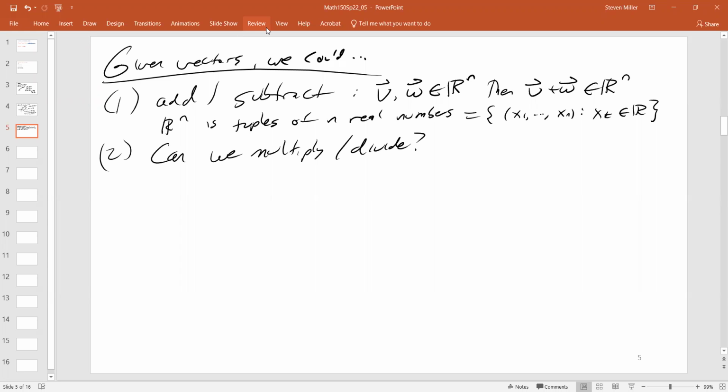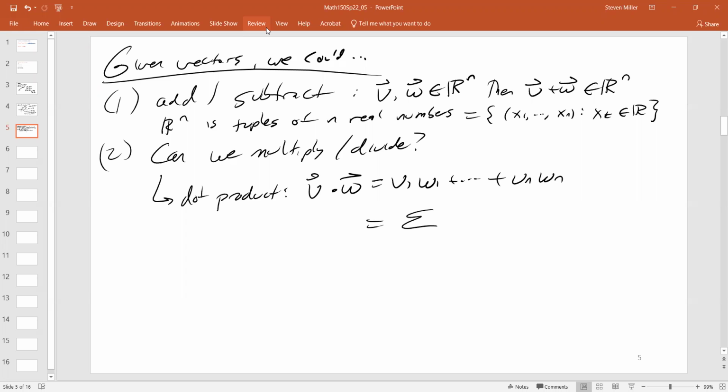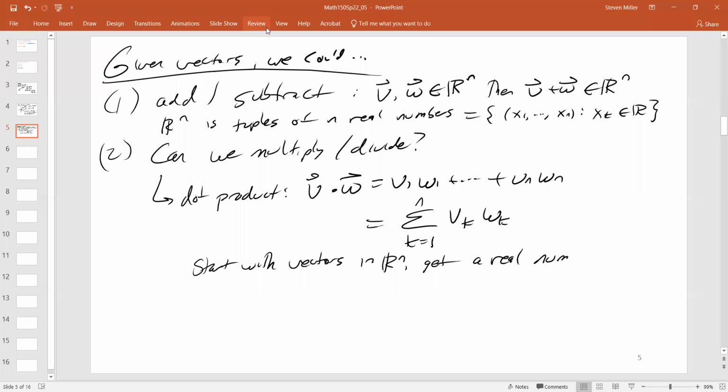But there are two types of multiplications. There's the dot product. V dot W is V1 W1 plus through Vn Wn. Or in more concise notation, the sum k goes from 1 to n of Vk Wk. And so we start with vectors in Rn, we get a real number. And it turns out that that real number has a lot of significance. It tells a huge story.